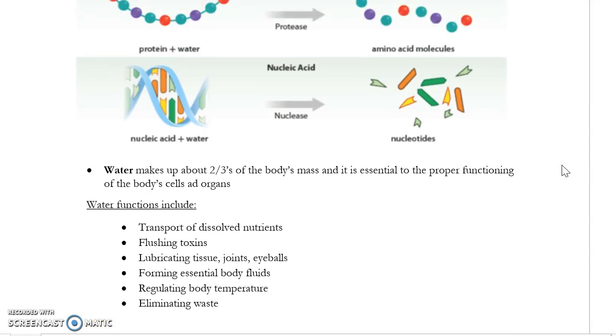Okay, and then water makes up about 2/3 of the body's mass. That's important because with hydrolysis, which is very important in metabolism, you can see that water gets used up a lot. And with the moist environments for respiratory and all that, you can tell that you need water to maintain your moist environment. There's also a typo in here, so just correct the "ad" here to "and". Right, so water is essential for the proper functioning of the body's cells and organs. Just make that change there.